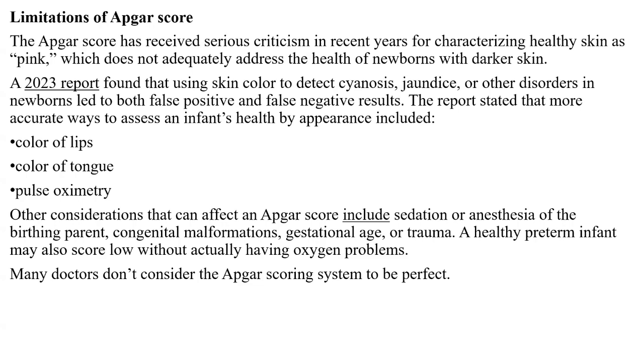And a 2023 report found that using skin color to detect cyanosis, jaundice, or any other disorder in newborns led to false positive and false negative results. The report stated that more accurate ways to assess an infant's health by appearance included color of lips, color of tongue, or pulse oximetry. Other considerations that can affect an Apgar score include sedation or anesthesia of the birthing parent, congenital malformations, gestational age, or trauma. A healthy preterm infant may also score low without actually having oxygen problems. And many doctors don't consider the Apgar scoring system to be perfect.